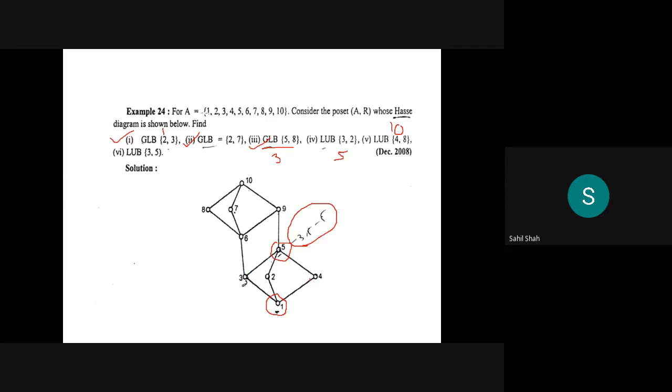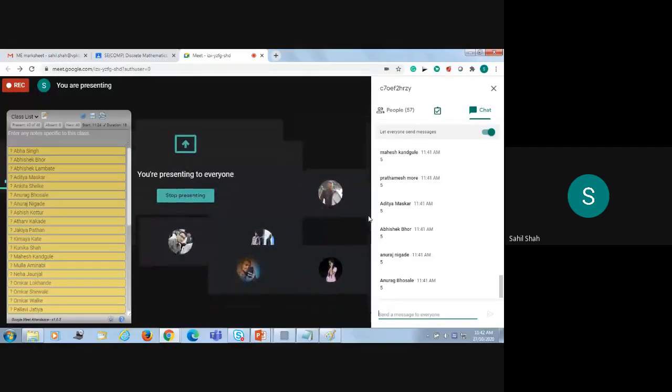4, 8, check out whether 4 and 8 have any relationship. No relationship. But if you observe the pair 3 comma 5, these have a direct connection, and 5 is residing at the top of 3. So the least upper bound of 3 comma 5 will be 5 and not 9 and 10. Am I clear why it is 5?